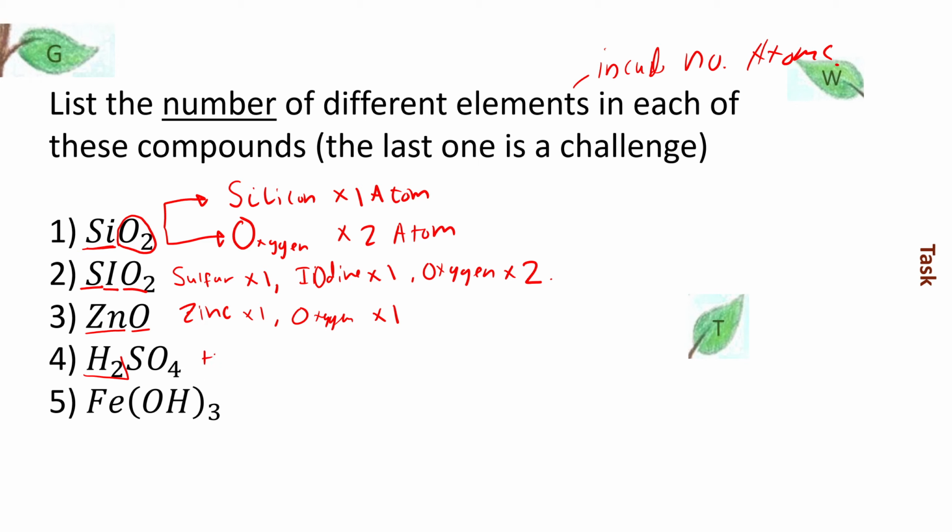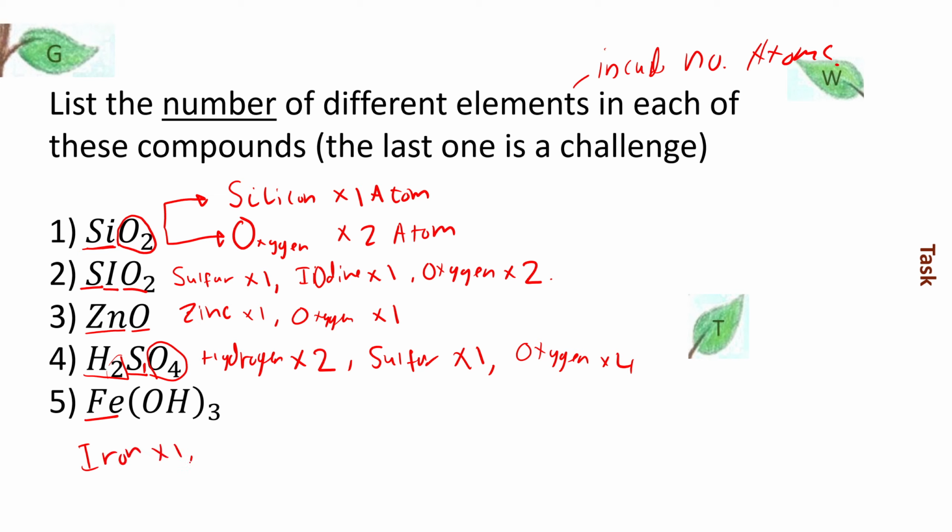H2. Well, we know that's hydrogen. And we know that we've got 2 atoms because of the subscript, or the little 2 next to it. Sulfur doesn't have a number next to it, so that is a 1. So we've got sulfur, and we've got times 1 atom, and oxygen is there. And that little number means we've got times 4. So let's do the last one. Iron. That is iron. We've got times 1 atom.